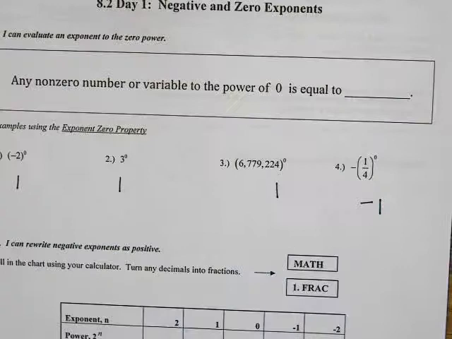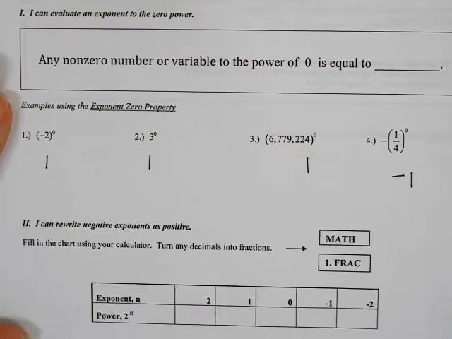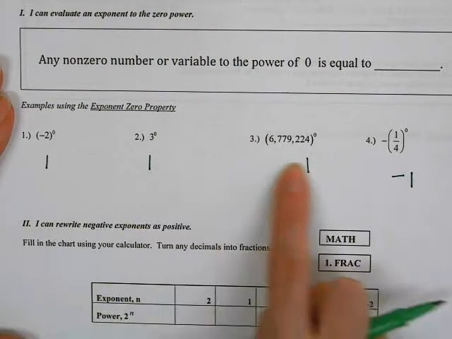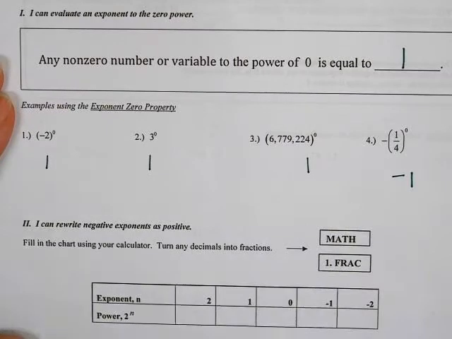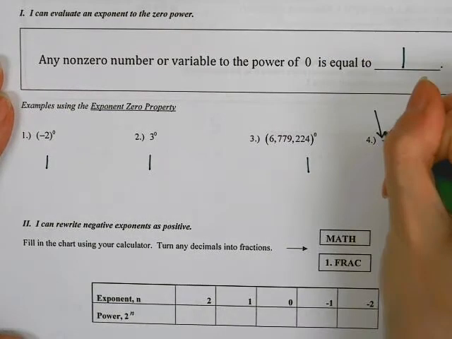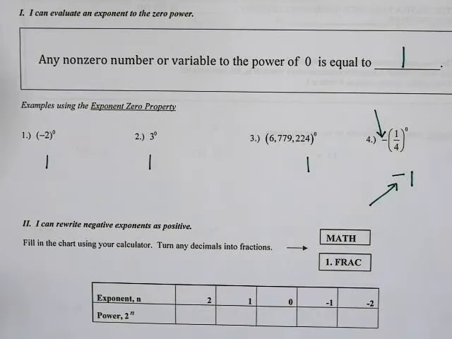Okay, so what's the rule? Any number or variable to the power of 0 is always equal to 1. The only exception is if there's a negative outside, then it's -1. Okay, so anything to the zero power is 1.